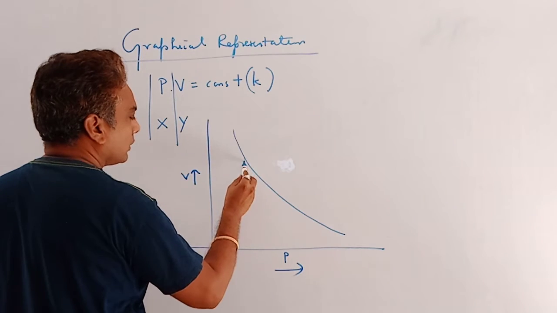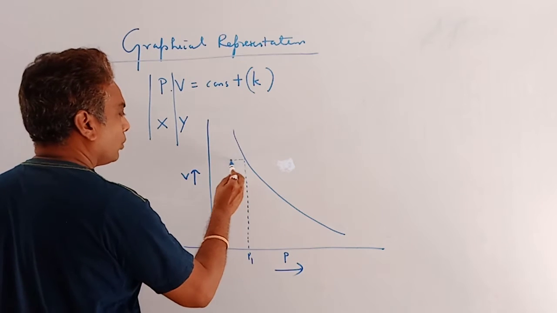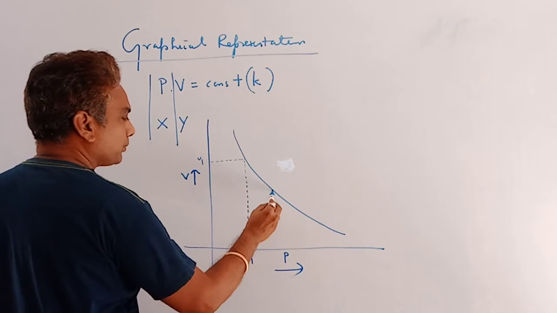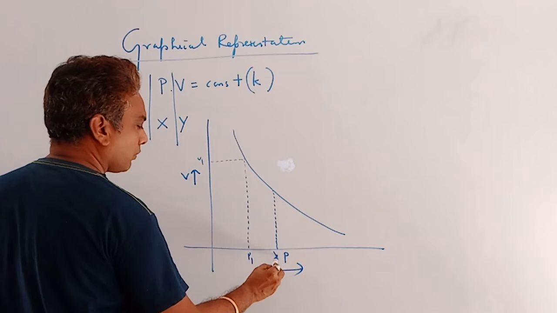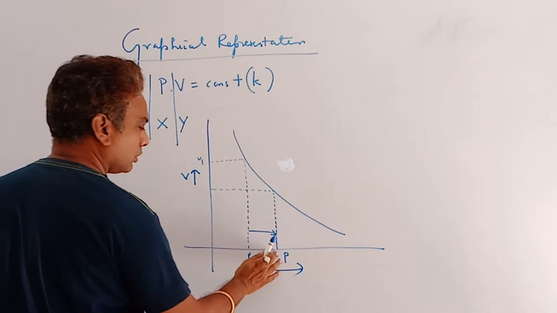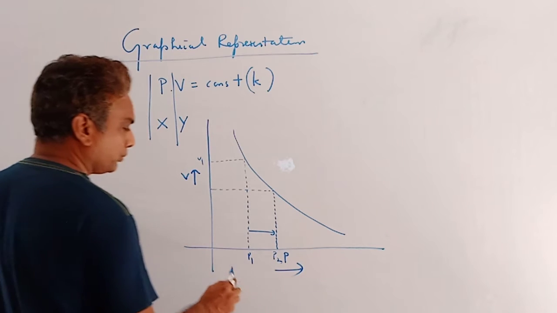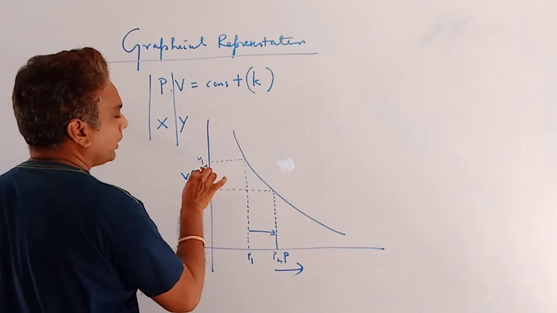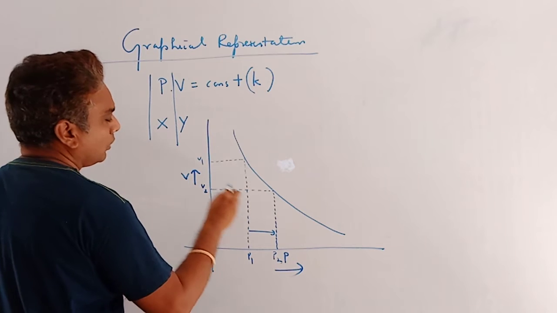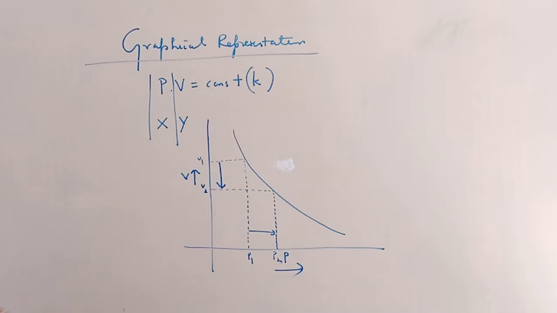which indicates at constant pressure P1 the volume of gas is V1, and on increasing the pressure from P1 to P2, the volume will be decreased from V1 to V2. On increasing the pressure, volume will be decreased. Clear?